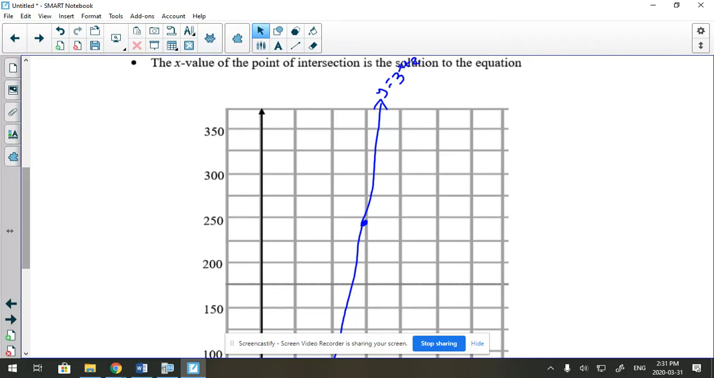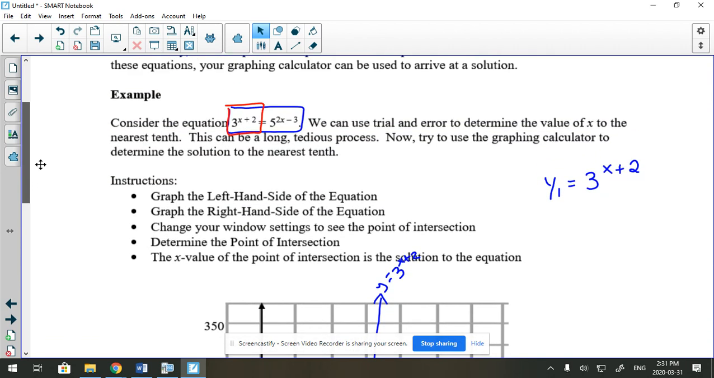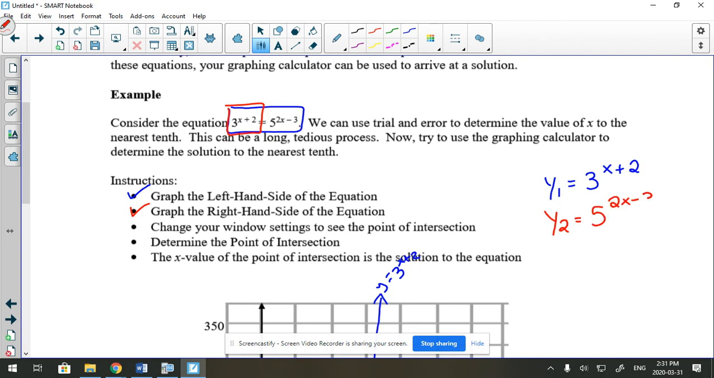Now we're going to graph the other one. We finished the first part, so we're going to do the next part, which is graph the right-hand side of the equation. The right-hand side I'm going to put under y2, and that's going to be 5 to the 2x minus 3. So essentially I'm graphing this side in one graph, this side in the other graph. And then you can see in the equation that they're equal to each other, so we have to look on our graphs and see where they're equal to each other, in other words, where they're going to intersect with each other.